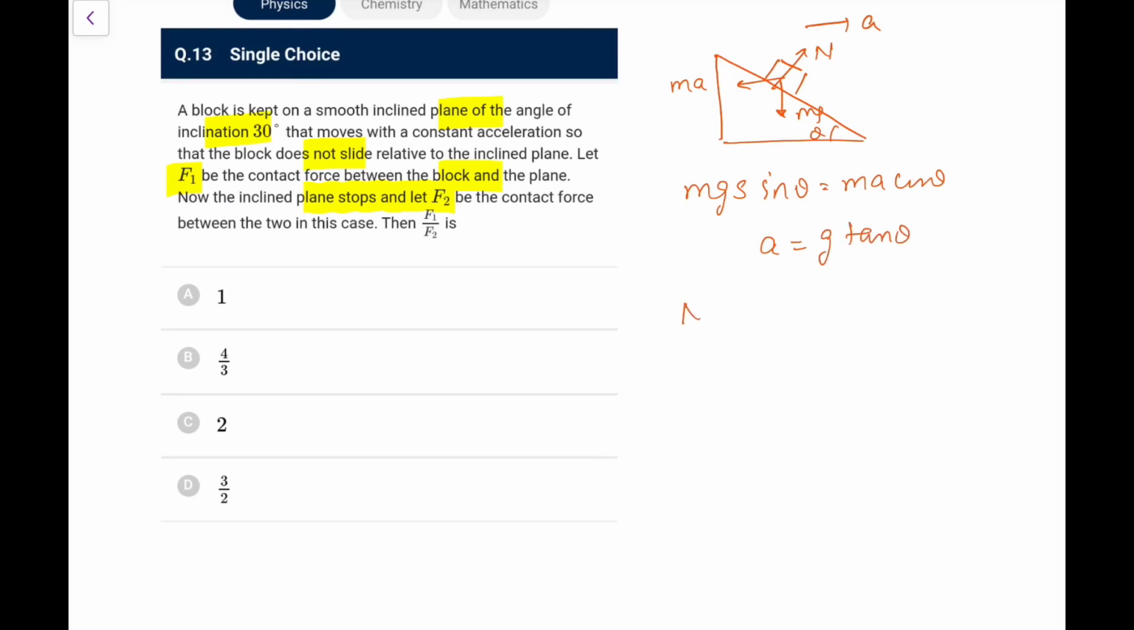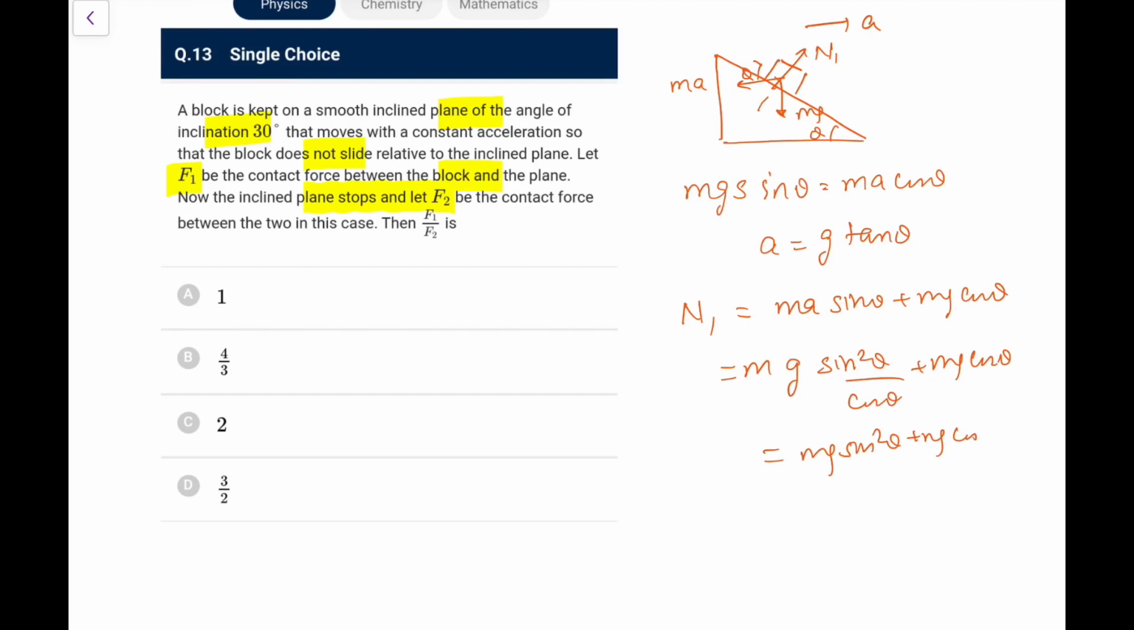Now what is the normal? N1 would be equal to ma sin theta, because this angle is theta, so the component is ma sin theta, plus mg cos theta. And a is g tan theta, so mg tan theta sin theta becomes mg sin square theta upon cos theta, plus mg cos theta. So what do you get? mg sin square theta plus mg cos square theta upon cos theta, that becomes mg sec theta, because sin square plus cos square is 1.